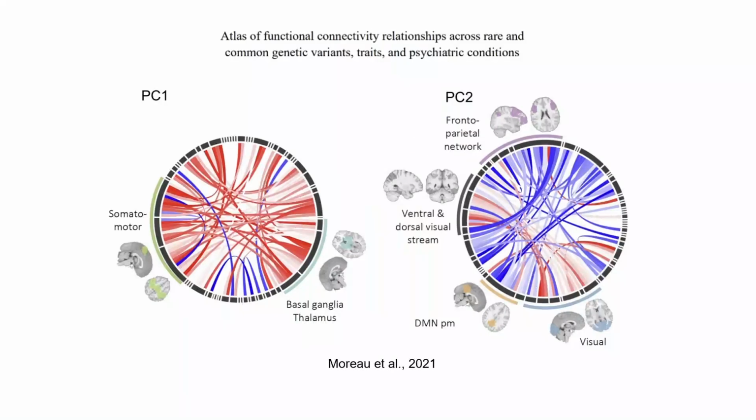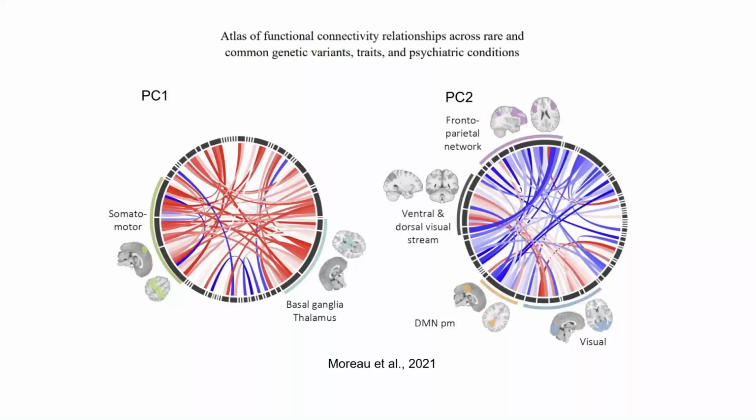Prior work from students in our lab has investigated resting state functional connectivity in relationship to many of these rare high-risk variants. This is the work led by Moreau and colleagues, and they showed that there were in fact disconnectivities in these networks, organized along main functional dimensions. They showed an interesting pattern of mainly overconnectivity in the somatomotor and thalamus networks, and in contrast, a pattern of underconnectivity involving the frontoparietal, default mode, and visual networks.